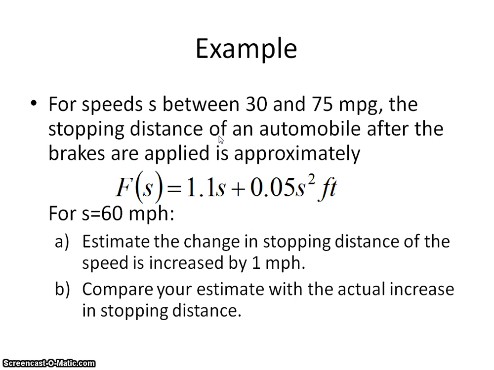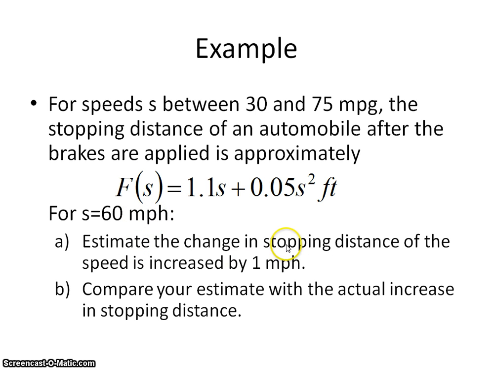So let's look at an example. For speeds s between 30 and 75 miles per hour, the stopping distance of an automobile after the brakes are applied is approximately this equation right here. So this is the distance it takes to stop the car. For s equal to 60 miles per hour is what we're looking at.